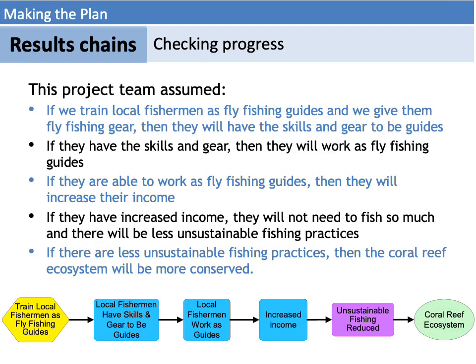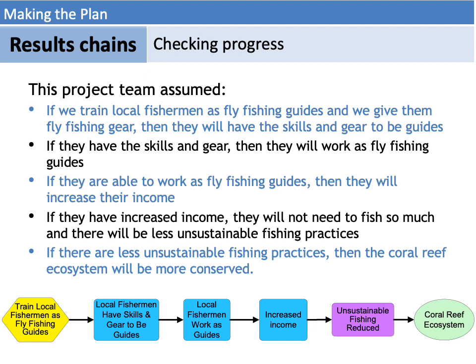Let's look at another example. This is a real project from South America, and the project team had worked in another country using the same results chain. So this project team assumed here, if we train local fishermen as fly fishing guides and we give them fly fishing gear, they'll have the skills and gear to be guides.